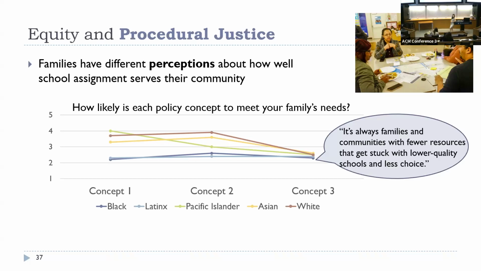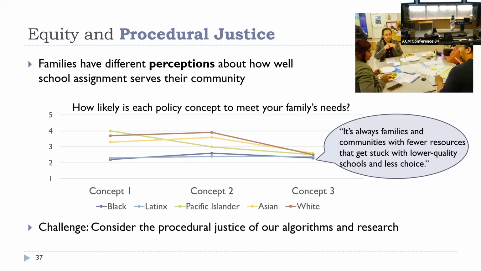And here's a quote from one family: it's always families and communities with fewer resources that get stuck with lower quality schools and less choice. So generally, they were distrustful of all of these concepts. They felt that none of them were really going to be serving the needs of their community. And so I think that the challenge for all of us is to consider the procedural justice of the algorithms that we're designing and the research that we're doing for these algorithms.